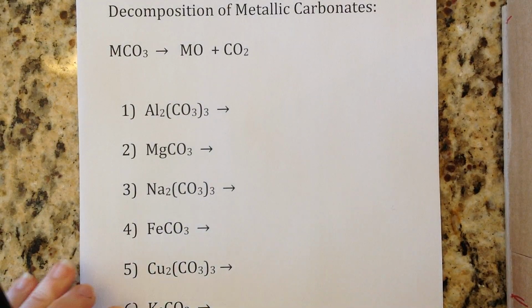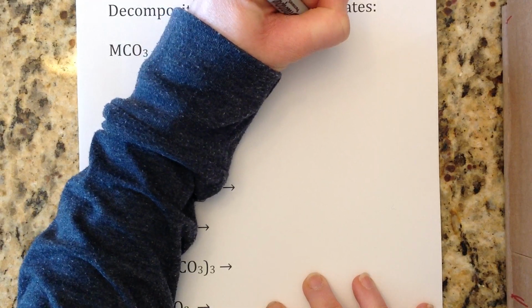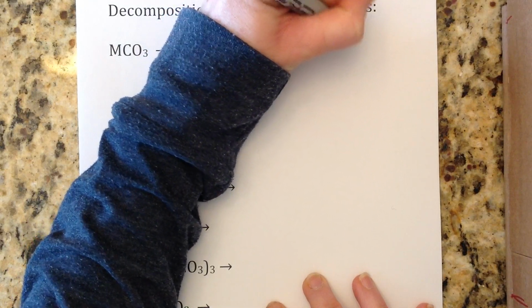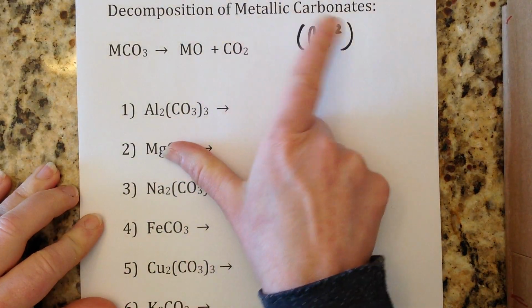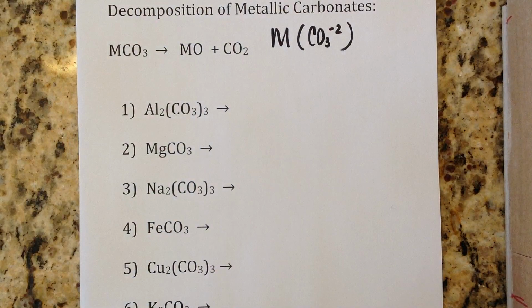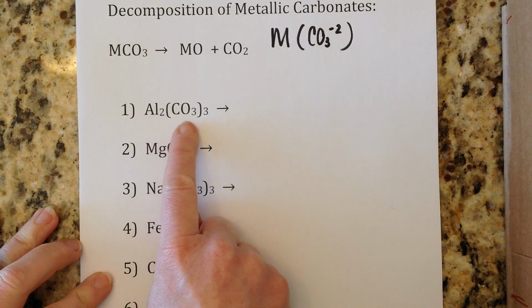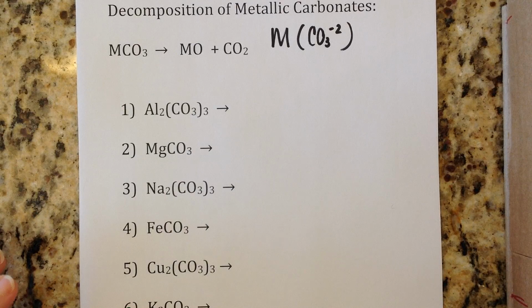So it's important that you know that carbonate is CO3 minus 2. That is a polyatomic ion. And a metallic carbonate is just any metal that is crisscrossed with that carbonate ion. All of these are metal carbonate, metal carbonate, metal carbonate. That's how you recognize them. So they're really easy to pick up on. Now what we want to do is go through and predict our products.